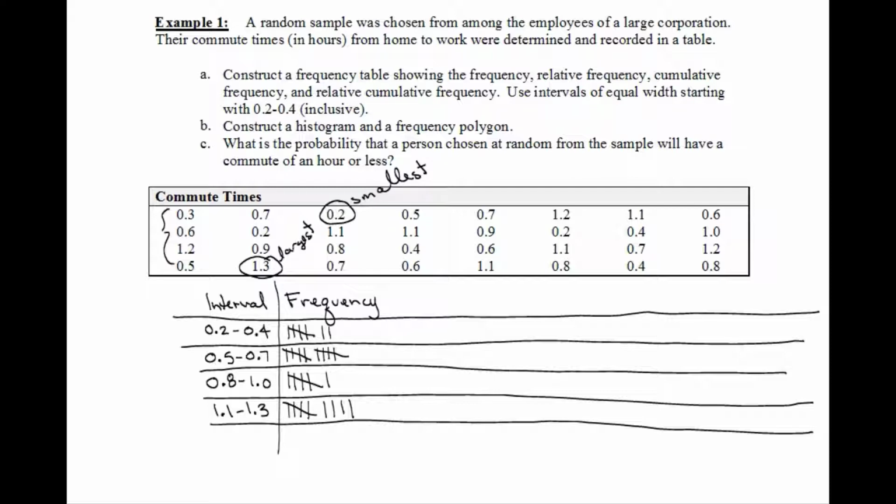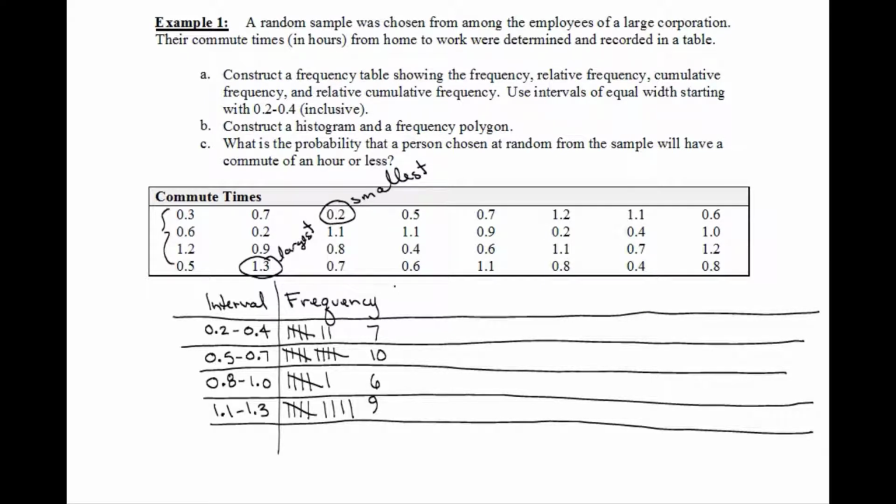Okay, after doing my tally marks, I'm coming up with a frequency of 7 for the first category. That's that group of 5 plus 2 more. Then 10. Then 6. And then 9, like that.